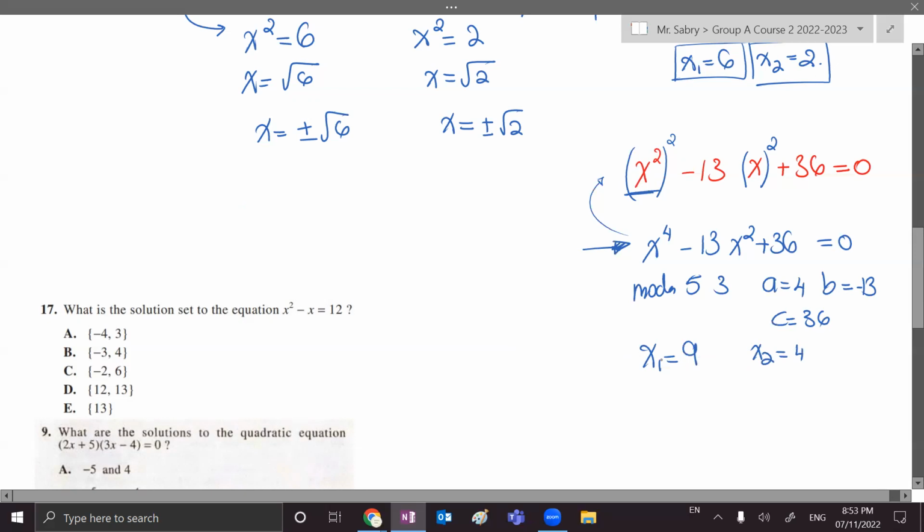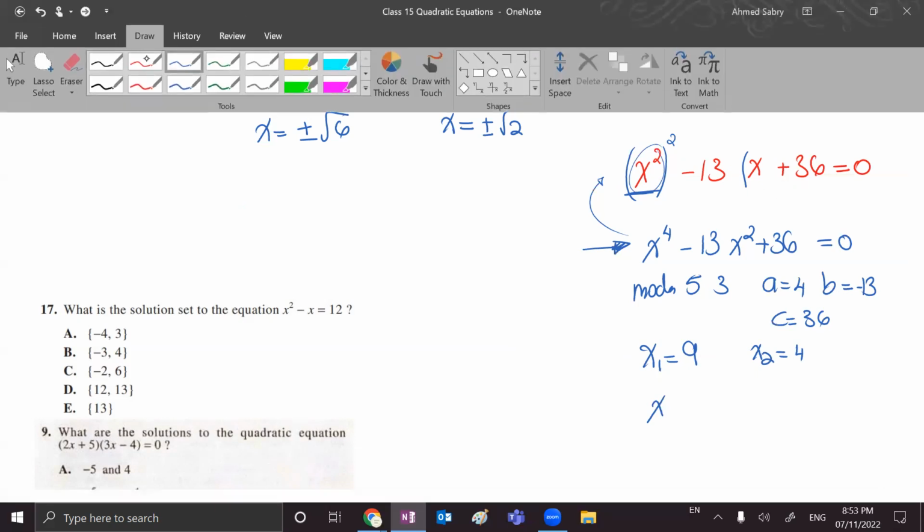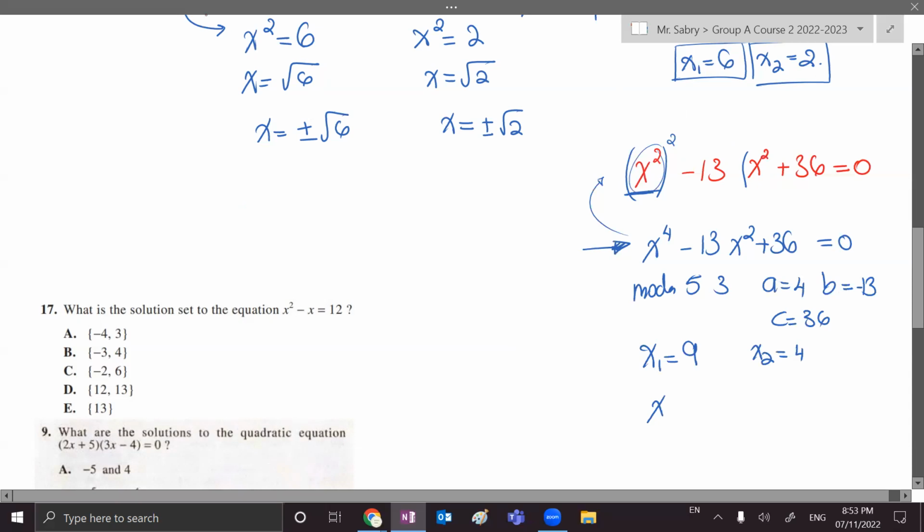These are not just x's, because originally inside the bracket it was x to the power of 2. So I'll just take x to the power of, actually, no, give me a second. This is just a power of 2 here and an outer bracket there. Yeah. So this is actually x to the power of 2 equals 9 and x to the power of 2 equals 4, which then would give me x equals square root 9 and x equals square root 4.